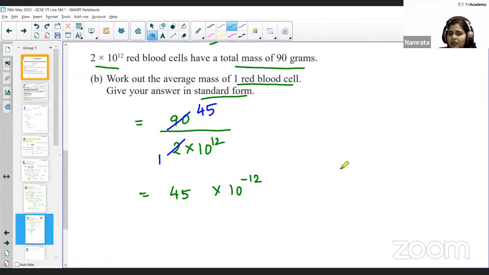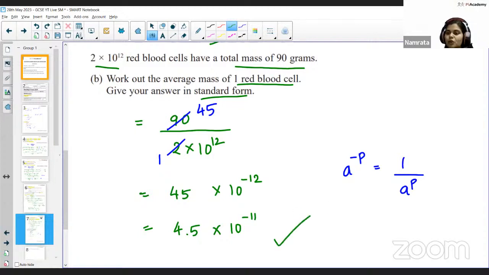The reason being a raised to minus p is basically 1 upon a raised to the power of p. So yes, we'll be using this part. Now when we need to convert this into standard form, this will be 4.5 times 10 raised to minus 11. That would be the standard form. Hope you all would have got the same answer. Please give your confirmation.